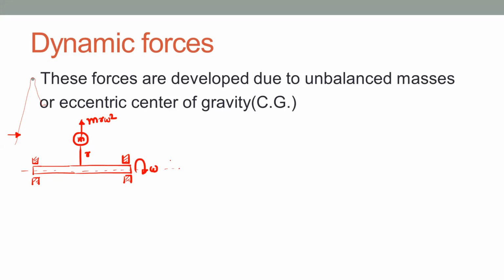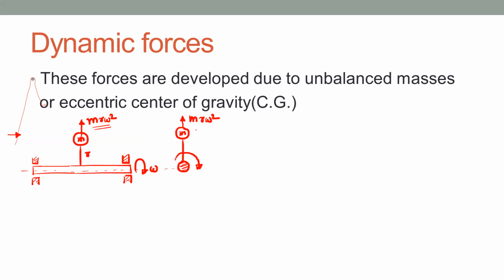Okay. If you draw the side view, this is the shaft and this is the mass connected, and it is rotating in this direction. It is in the clockwise direction from the right side. This is the centrifugal force, which is mr omega square. So right now this system is unbalanced, because of this dynamic force.